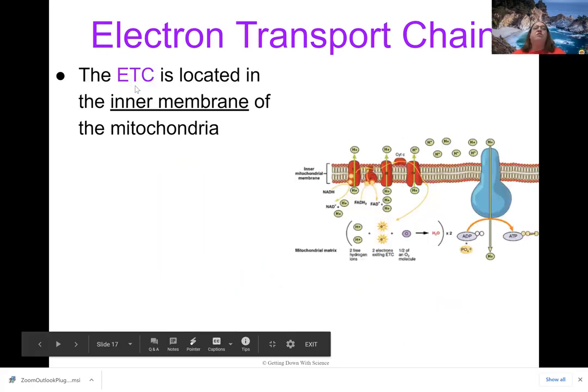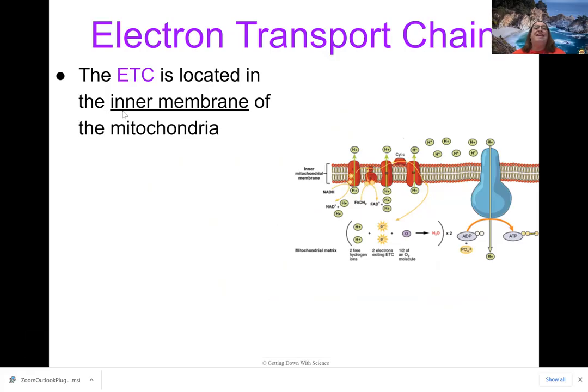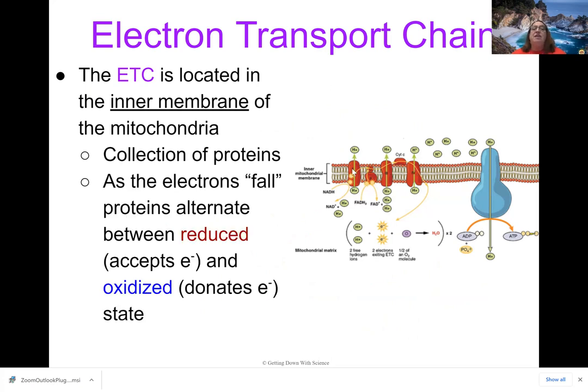Okay, so the electron transport is located in the inner membrane of the mitochondria, so that folded mitochondrial membrane. We have a collection of proteins that make up the electron transport chain. And as the electron falls through those proteins, right? As we're going hot potato passing through the proteins, we're going to alternate between a reduced, accepting electrons, and oxidizing, donating electron state. So obviously when we pass it, it has to accept the electron, but then it's going to toss it on, so it's going to donate it.